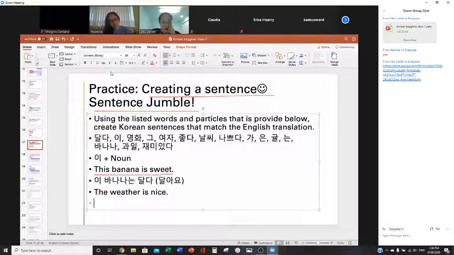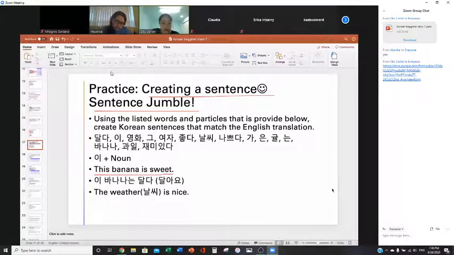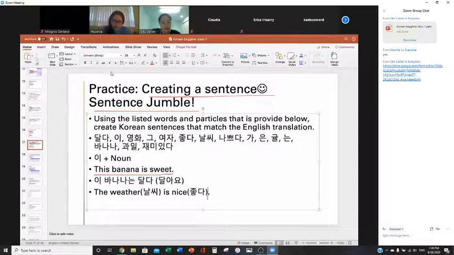I will give you this one. I will give you a minute to do it, maybe 30 seconds, to create a sentence. I will give you what this one is. 날씨. Weather is 날씨. Nice is 좋다.